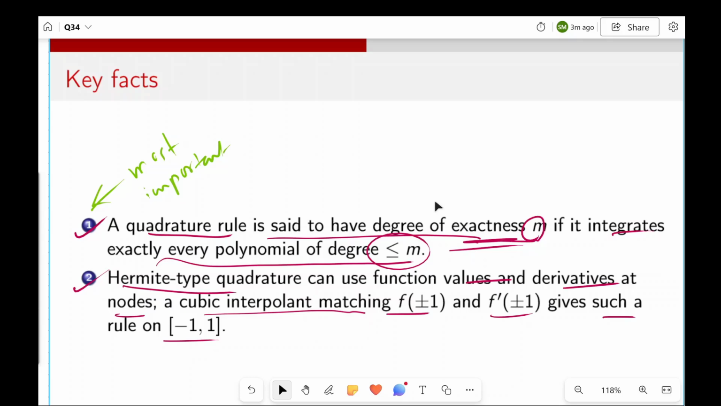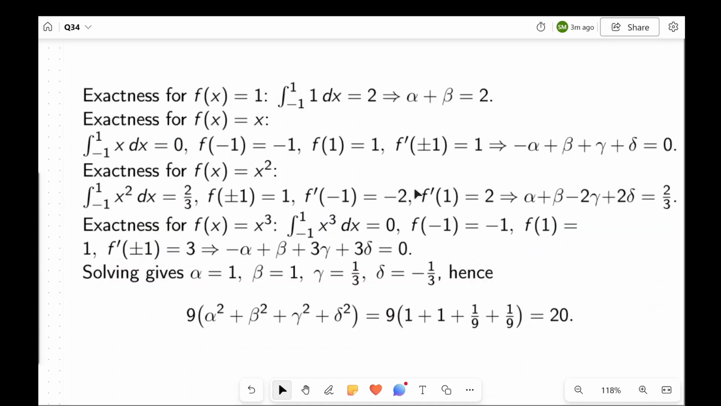Now let's solve the problem. Basically, we are going to use the exactness of the given formula for all polynomials of degree less than or equal to 3. First, we take f(x) equal to 1, which is of degree 0. The formula is exact, and using that we get the integral from minus 1 to 1 of dx, which is equal to 2, and that is exactly equal to alpha plus beta.